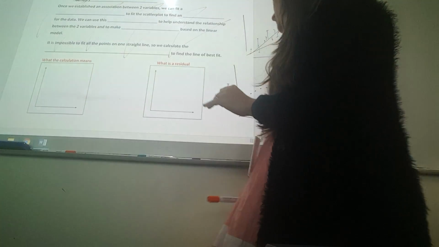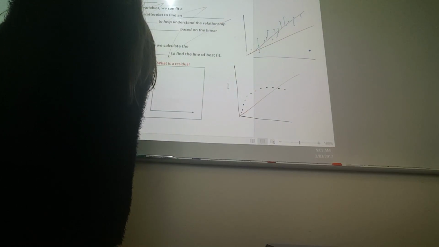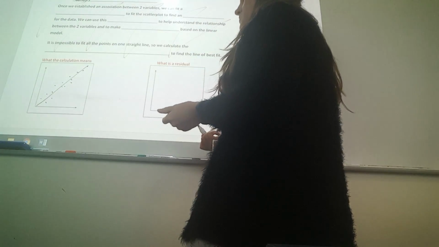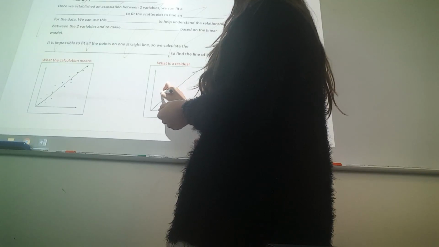So these two graphs, what the calculation means is we've got just a bit of a diagram of a scatter plot. So that's our least squares regression line, and then the residual is the distance from the line.